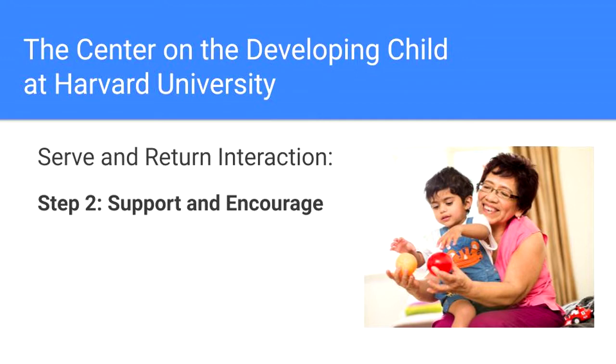Step 2. Support and encourage. The adult returns the child's serve by supporting or encouraging the child in their interest. The adult may use a facial expression like a smile, help the child bring an object of interest closer for examination, offer help or assistance, or use language that conveys support or encouragement to the child.